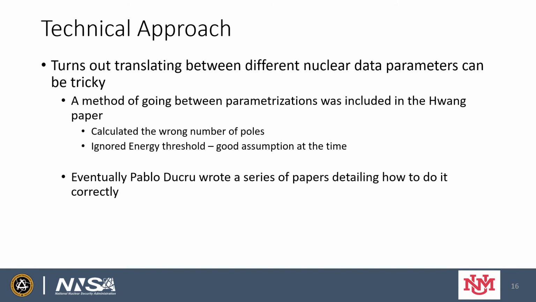In the original Huang paper, where he lays out the foundation for the multipole formalism, he also describes a method of translating between these parameterizations. However, this method came with some issues that weren't caught at the time. For example, it calculated the wrong number of poles, and this caused numerical instability and resulted in the root finding algorithm finding a cluster of poles around the origin. And so recently, a PhD student named Pablo de Cruz developed a rigorous method of translating between the standard Breit-Wigner parameters and the multipole parameters.